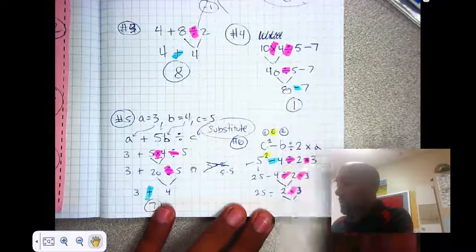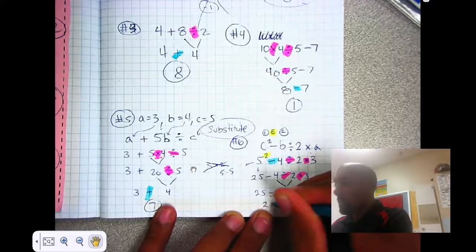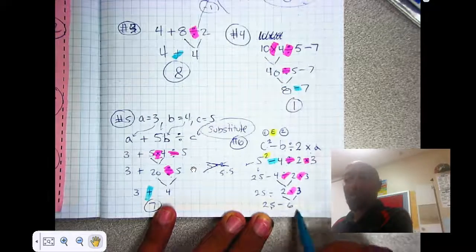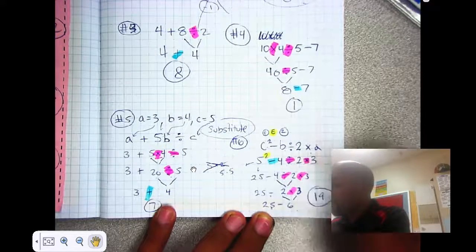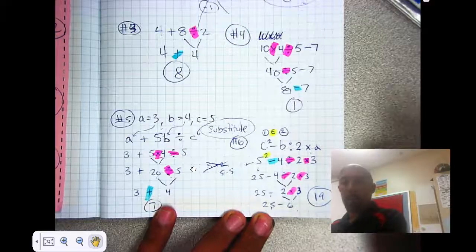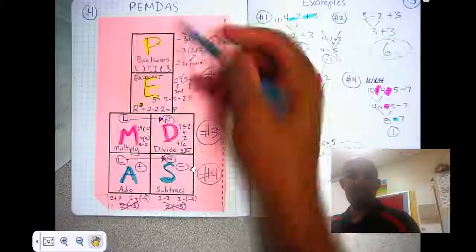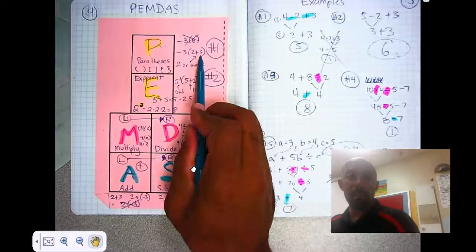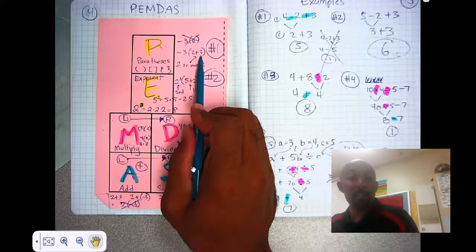So 2 times 3 is 6. Bring down the 25. 25 minus 6 is 19. Answer. Okay, so again, make sure you follow the right order. We start with parentheses if there's numbers inside. Okay, we didn't see that in the examples, but we'll see it on the homework.